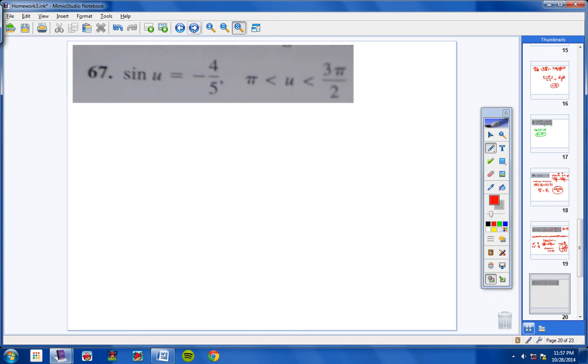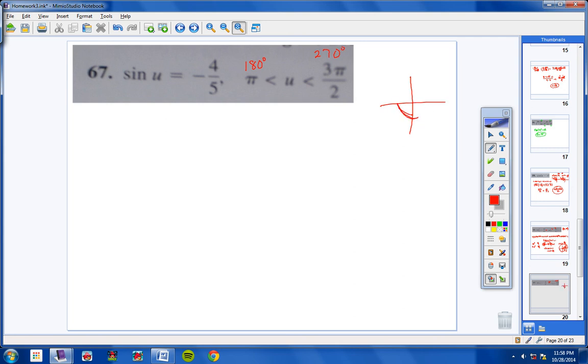Okay, moving on to number 67. The directions for 67 say, find the exact values of sine of 2u, cosine of 2u, and tangent of 2u. They tell us we're in the third quadrant because u is greater than 180 and less than 270. So that means u falls in between this area right here.